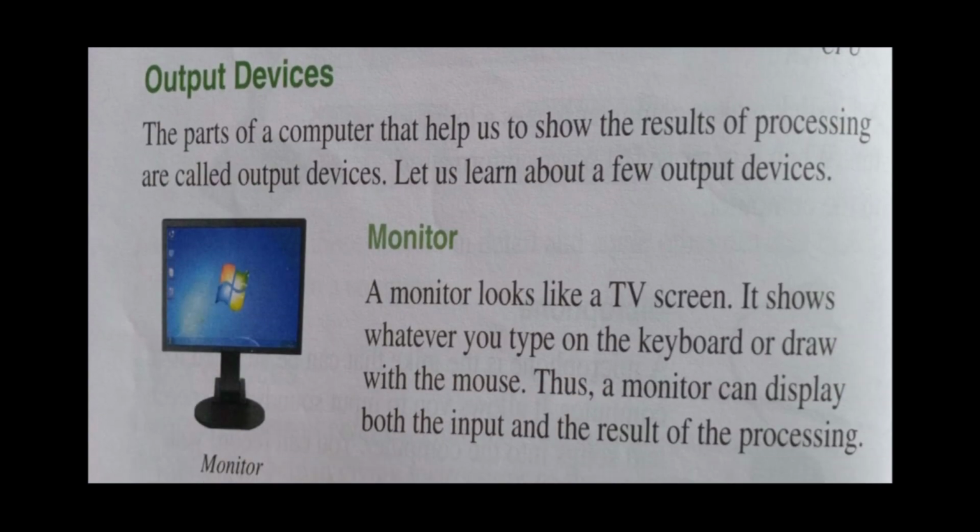Now children, once we have input the data, the CPU will process it, and then it's time for the output device. The parts of the computer that help us to show the results of processing are called output devices. Whatever we input with the mouse, keyboard, joystick or microphone, the CPU will process all that data and send it to the output device like monitor or printer, so that we can easily see it. That is called an output device.